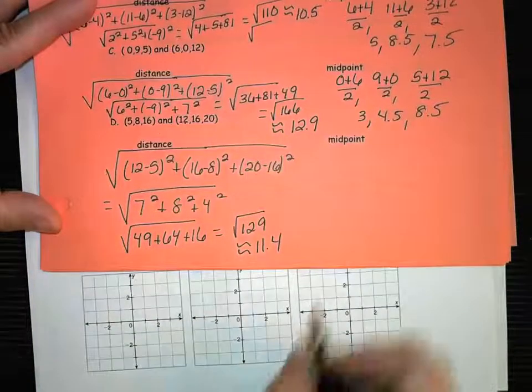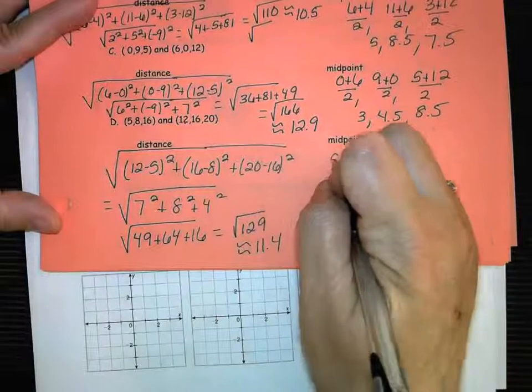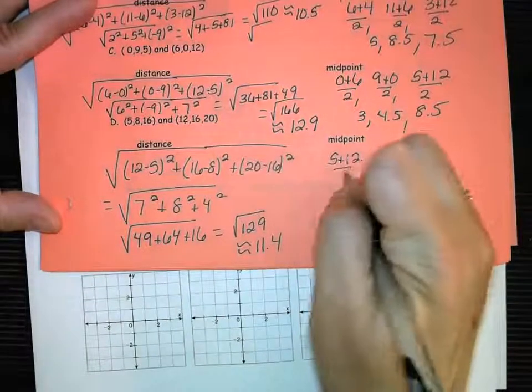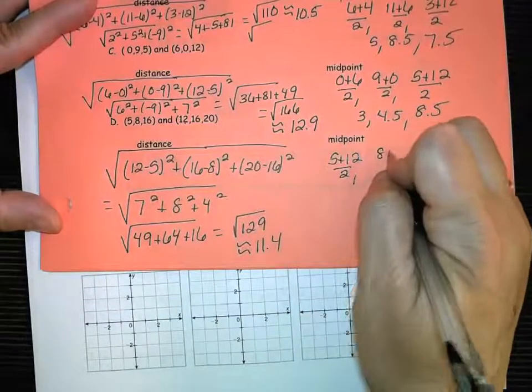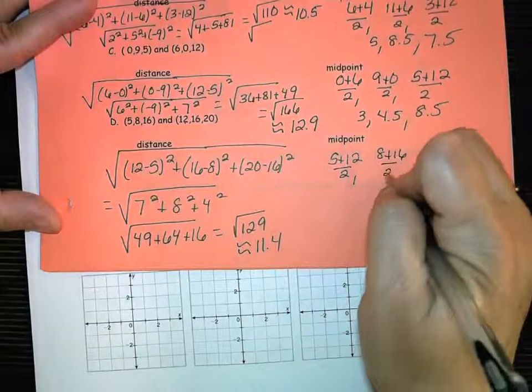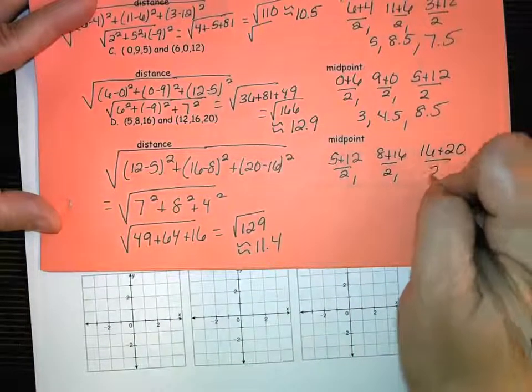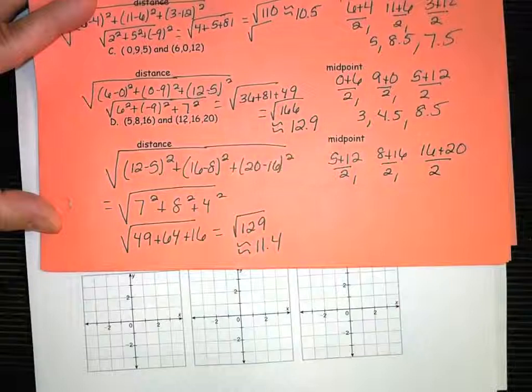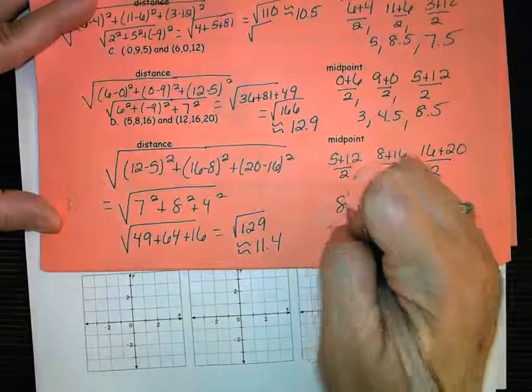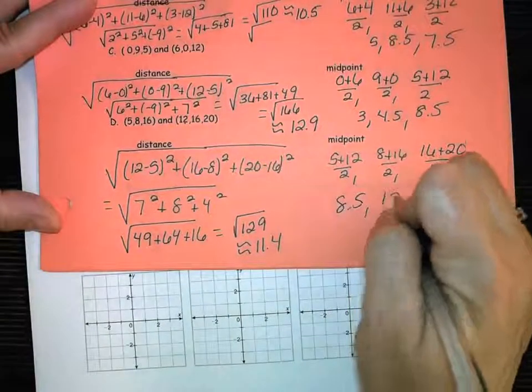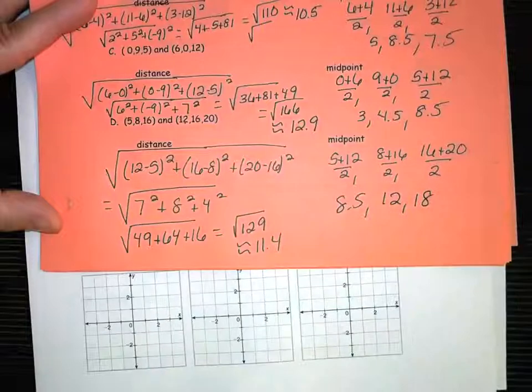And the midpoint, 5 plus 12 over 2, 8 plus 16 over 2, and 16 plus 20 over 2. That becomes 8.5, 12, and 18.